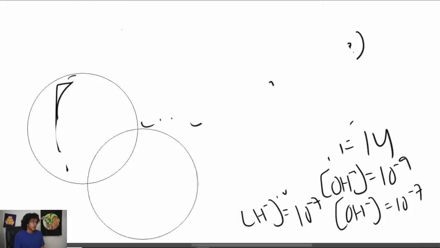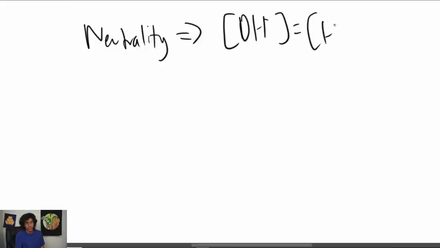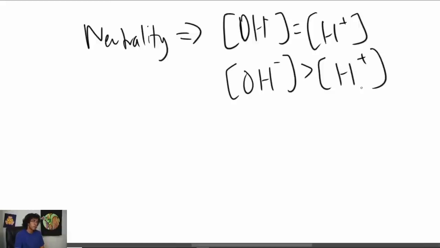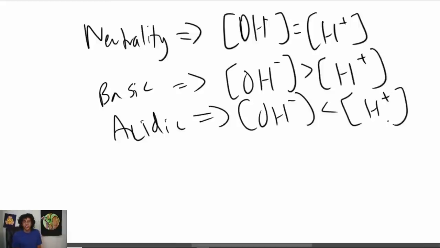So the key takeaway is that neutrality is OH minus concentration equal to H plus, right? And the same thing for acidic and basic: OH minus is greater than H plus for basic. Now this is pretty logical, but just keep in mind that they might try to trick you, and if they say Kw is not equal to 10 to the negative 14, then you might actually have to use this definition. This definition works all the time, so I would just recommend using it. It's pretty straightforward when pH 7 is neutral, but this definition works every single time. Okay, so that was with water.